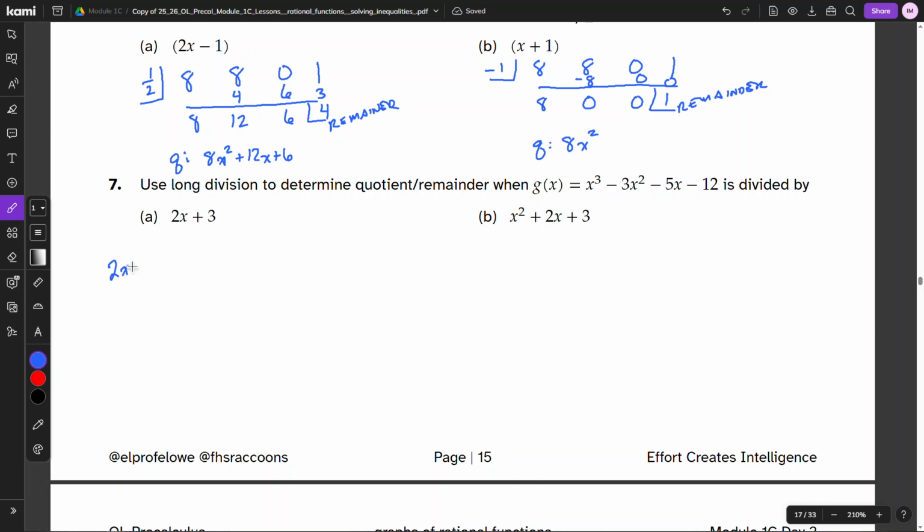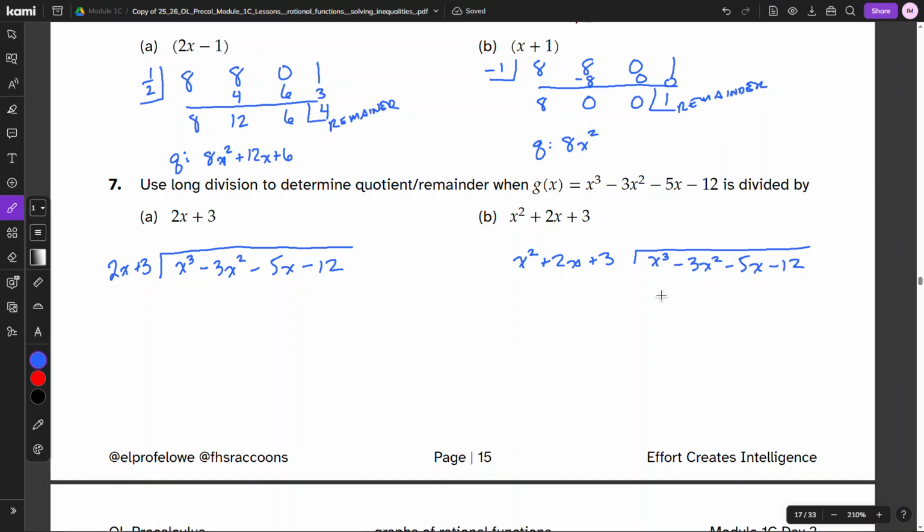So here's 2x plus 3. I'm going to divide it into x cubed minus 3x squared minus 5x minus 12. And here we'll have x squared plus 2x plus 3 dividing into x cubed minus 3x squared minus 5x minus 12. Notice the difference in power here is 1, so we're expecting the quotient to be linear. Difference in power here is 2, so we're expecting the quotient to be quadratic. I'll just do b first, just because I can.